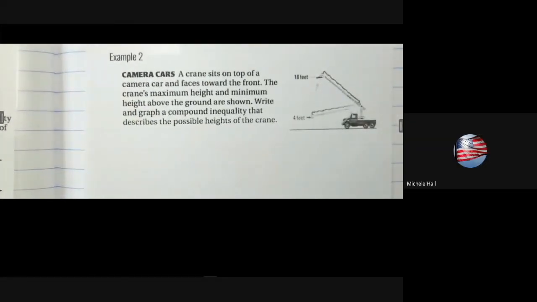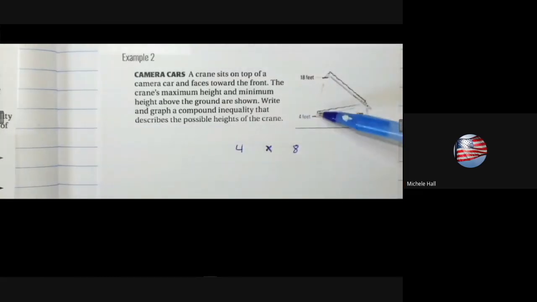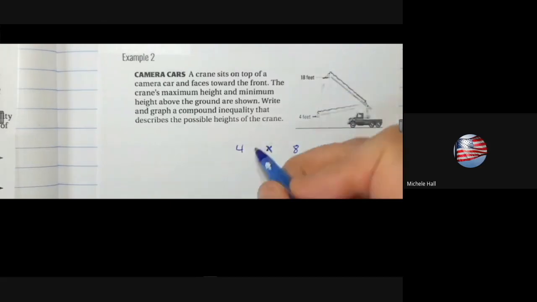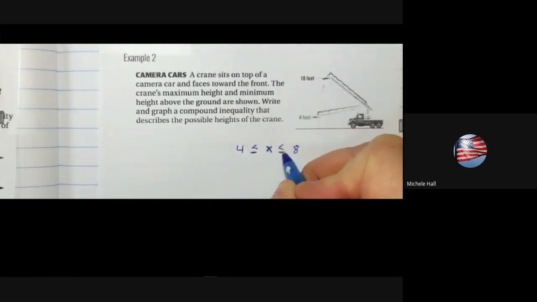A crane sits on top of a camera car and faces toward the front. The crane's maximum height and minimum height above the ground are shown: 18 feet, 4 feet above the ground. Write and graph a compound inequality that describes the possible heights of the crane. We have our variable in between. The crane would be greater than 4 feet and less than 18 feet. So x is going to be greater than or equal to 4 feet and then less than or equal to 18 feet.